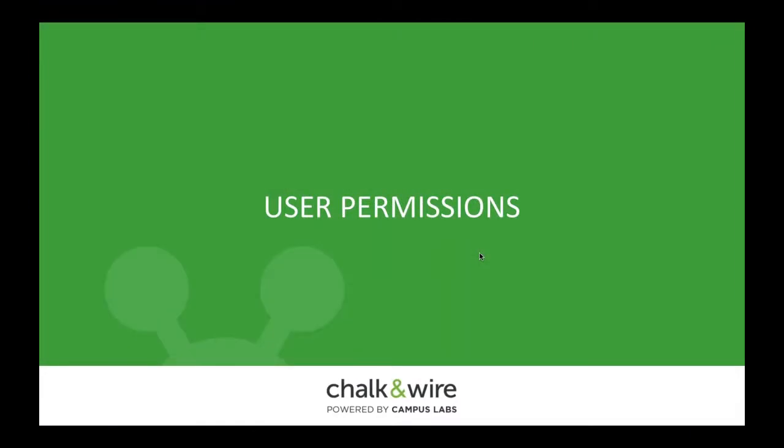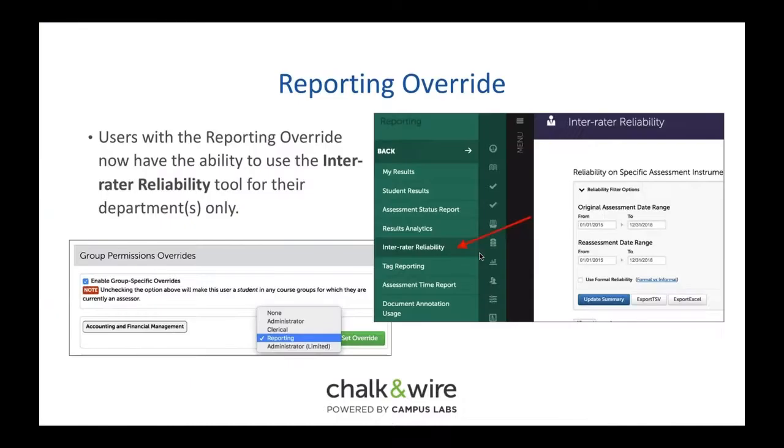So first, we're going to take a look at the updates to user permissions and how these enhancements may be beneficial to your institution. Previously, assessors or students that had a reporting override placed on their account could only access the system that we now call Results Analytics, again, formerly Results Live. With this most recent upgrade, now users with reporting override will be able to access the Inter-Rater Reliability tool for their specific departments as well. They will be able to allocate reliability assessments and run formal and informal reliability.